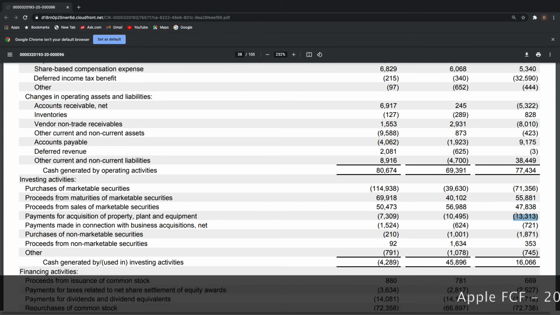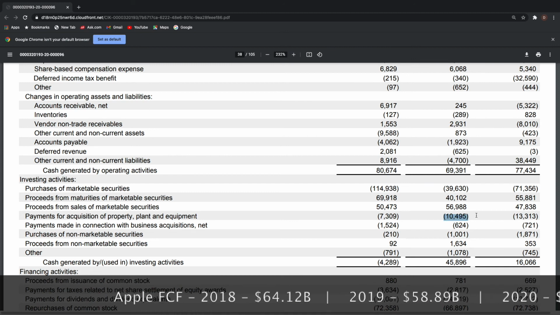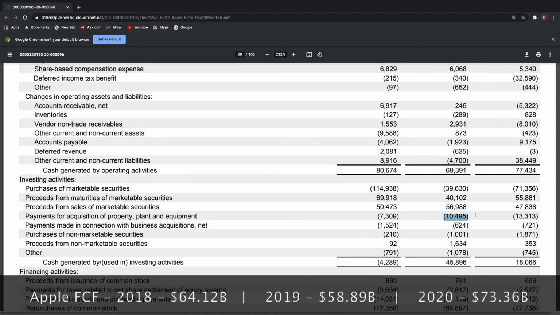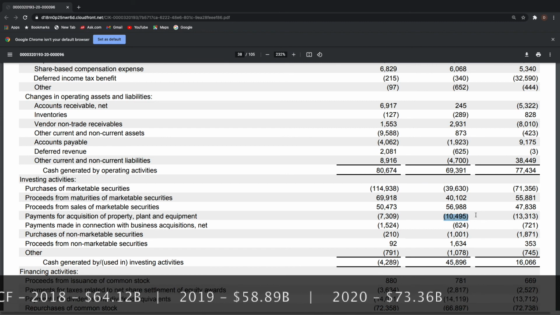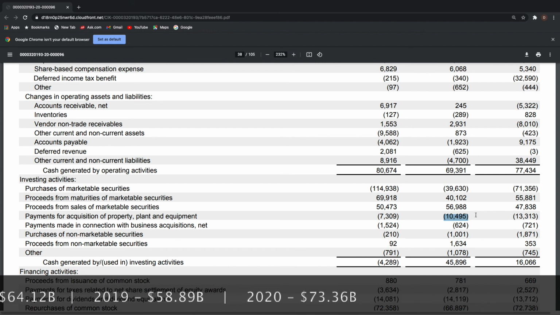So moving into 2019, we've got the 69 billion there, and then we're minusing the 10 billion there, and that gets us to an amount of 58.89 billion there. And obviously we just mentioned for 2020 we've got the 80 billion there minus the 7.3 billion there, giving us a total of just over 73 billion in free cash flow.